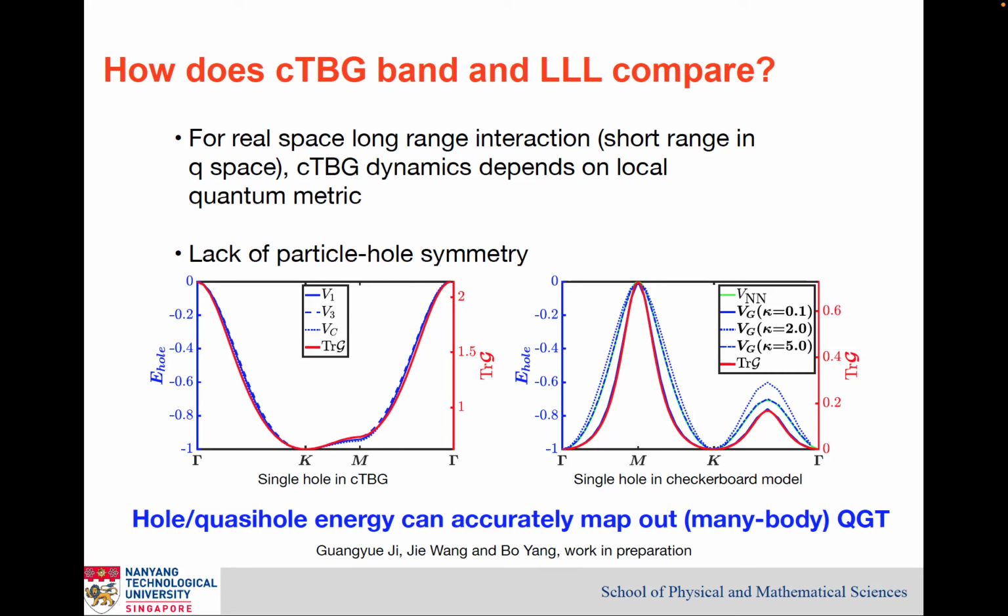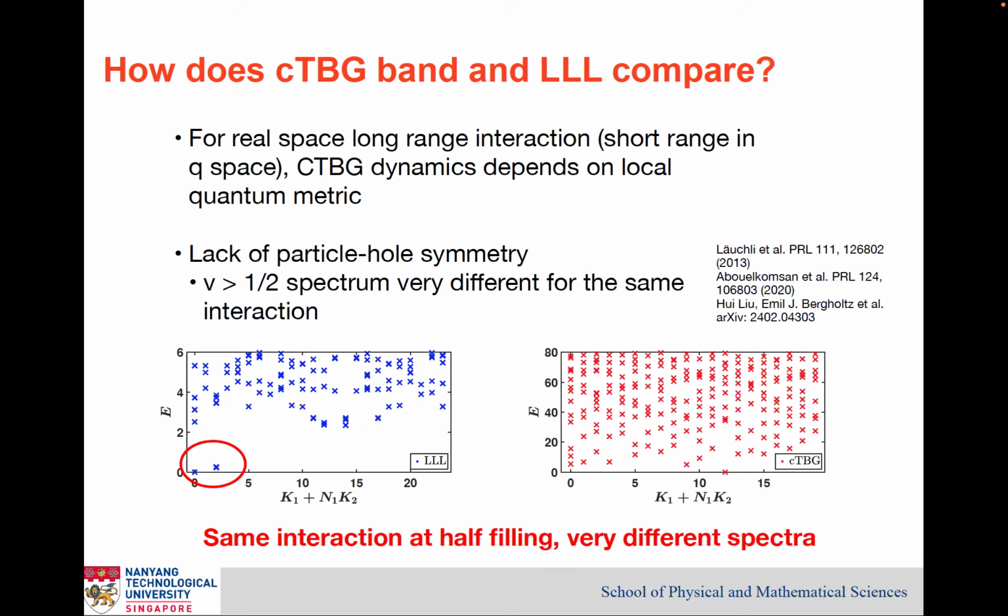We can use the hole energy to track the curvature or the quantum geometric tensor in the system, in the CTBG. It's not as good in the lattice system, as you can see on the left, on the right. They are close, but they're not that close. So that's one thing. But if you look at the interactions of many-body system, here is also an example to show that with the same interaction in half-filling, you still have very different spectra in the lowest Landau level and in CTBG. So when you say they're the same because the quantum geometry is the same, you also need to be a little bit careful.